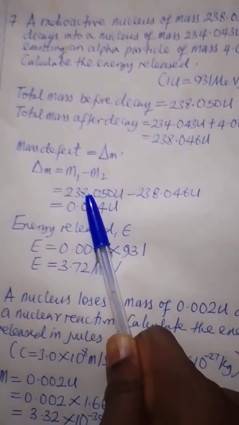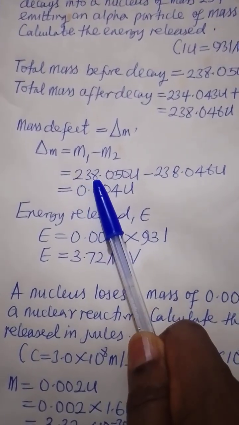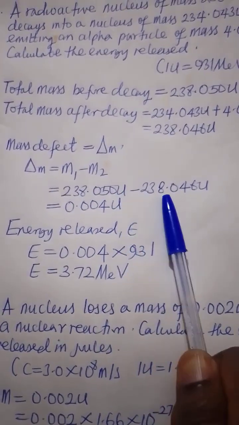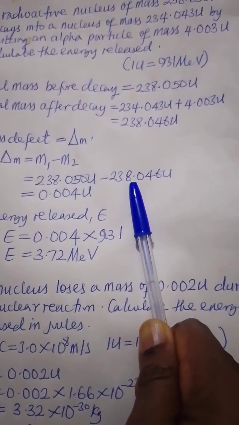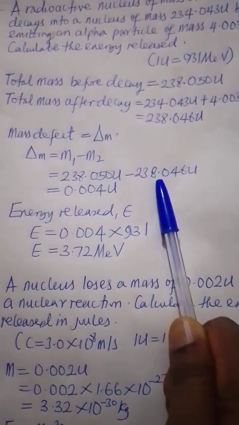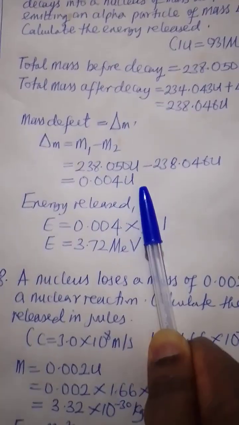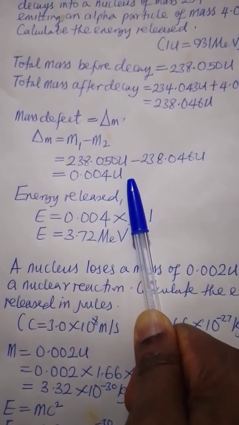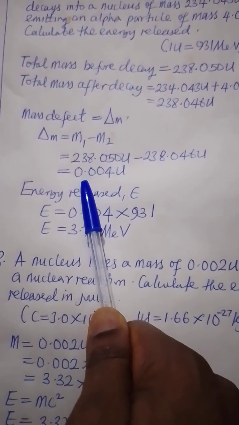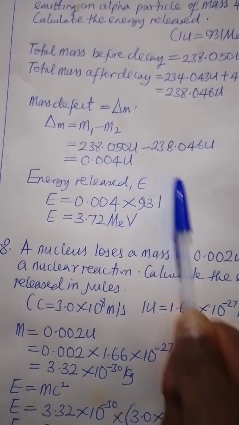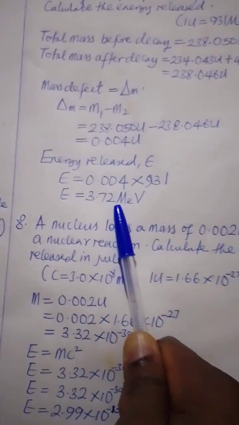Our M1 is the mass before decay, before disintegration. That's 238.050 unified atomic mass minus the total mass after disintegration, 238.046. And by the time we finish, we get 0.004 unified atomic mass. So this is our binding energy. You will get the energy released by multiplying this value by 931 mega electron volt. Once you do that, you will arrive at 3.72 mega electron volt.